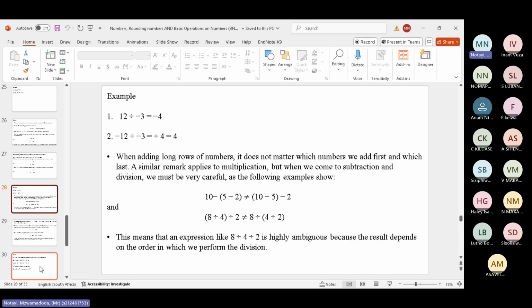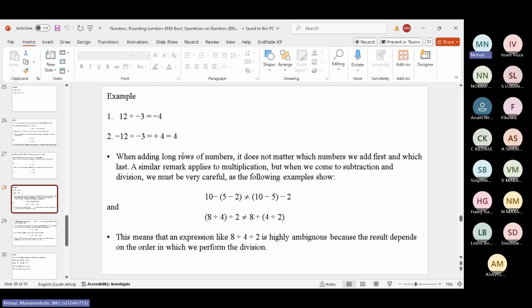So an example is 12 divided by a negative 3. It will give us a negative 4. We have a positive being divided by a negative number, so we get a negative number, so negative 4. And the second one, we have a negative 12 divided by a negative 3. A negative and a negative gives us a positive. So it's going to be positive 4.